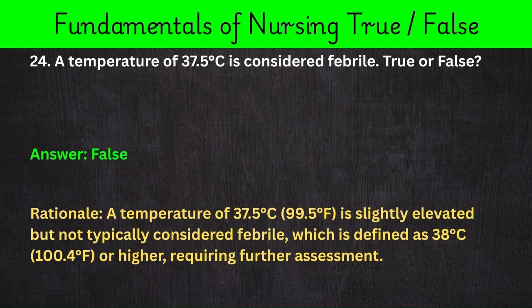24. A temperature of 37.5 degrees Celsius is considered febrile. True or false? Answer: false. Rationale: a temperature of 37.5 degrees Celsius (99.5 degrees Fahrenheit) is slightly elevated, but not typically considered febrile, which is defined as 38 degrees Celsius (100.4 degrees Fahrenheit) or higher, requiring further assessment.